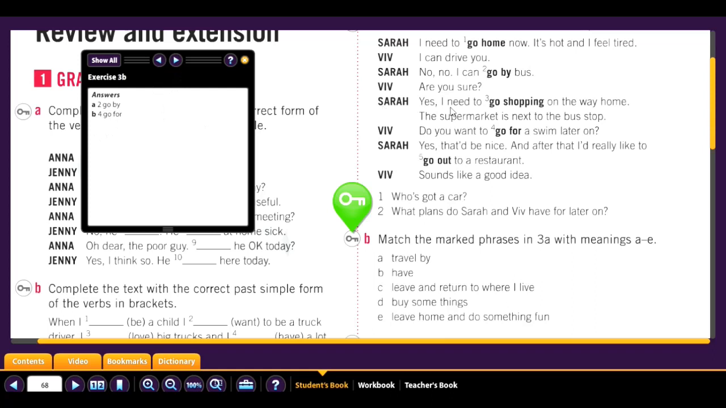B is for go for. Ir a nadar, o have a swim later. También podemos utilizar go for a walk, go for a coffee, go for a meal. Pero lo que dice es que van a tener. ¿Aquí qué van a tener?